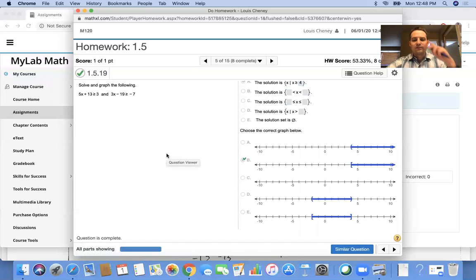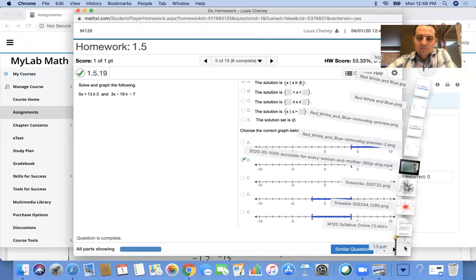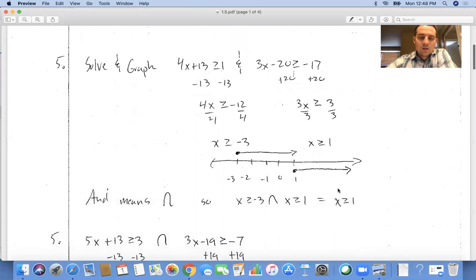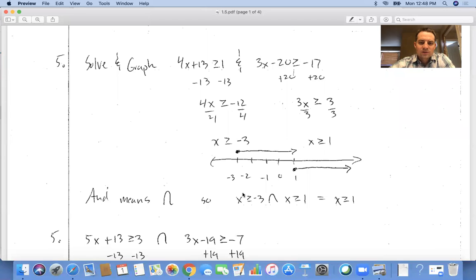Okay, question 5. Let me show you how I work this one out. We're supposed to solve the compound inequality. So this is how I did it. These were the two inequalities: 4x plus 13 is greater than or equal to 1, and 3x minus 20 is greater than or equal to negative 17. So I subtracted 13, I got 4x is greater than or equal to negative 12, divided by 4. One of my answers is x has to be greater than or equal to negative 3.